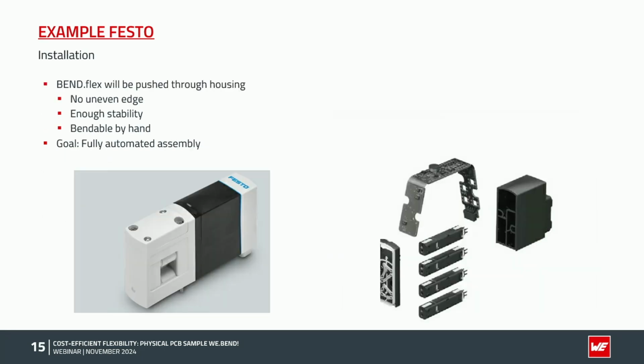You can see here how the PCB looks in the picture on the right side. We have here a dark part, a black part, where the PCB will be pushed through, and then the edges will be put down and clipped into the housing. The goal was to have a fully automated assembly, and now Festo has a fully automated assembly. When they started with the first samples, it was bent by hand, so that's why they wanted enough stability to get it through the housing, but also enough bendability to bend it by hand.